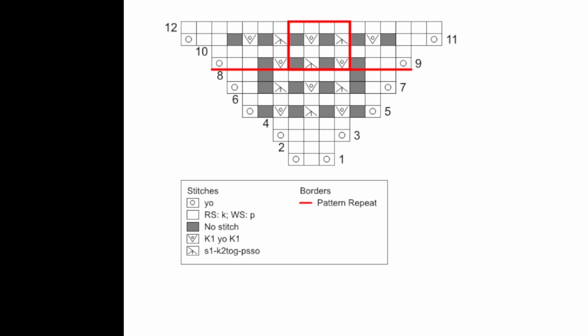Those are really the key things with lace charts. Make sure you read the key very carefully. Read your directions. There should be explanations or descriptions of how to work the different stitches. Note whether the wrong side rows are included or not, and how to work those wrong side rows if they are not included, and just ignore those no stitch boxes.